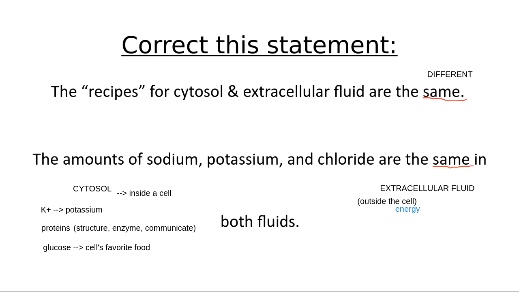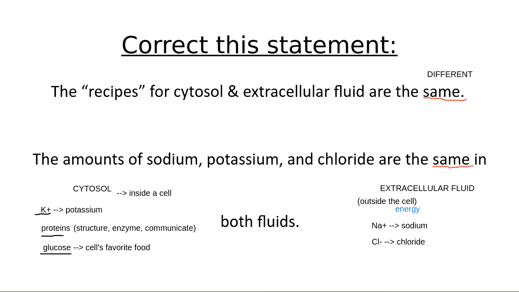So when we talk about the recipe for intracellular fluid, we've got that potassium, we've got those proteins, we've got the glucose. That's what we have inside the cell. Outside the cell, we've got a lot of what we had left over, right? So the sodium, Na+, that's sodium. We also have that Cl-, that's chloride. And one of my types of fluid had protein.